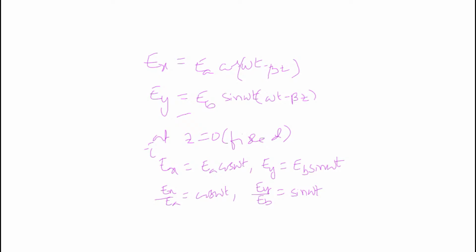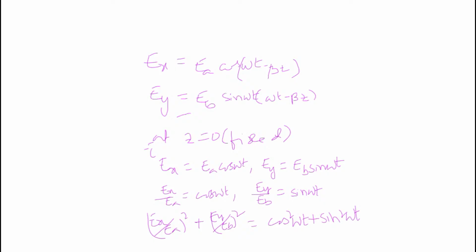So therefore, I am taking the whole square on both sides. (Ex/Ea) whole square, which is equivalent to cos square omega t. I am adding (Ey/Eb) whole square also to this term, which gives sin square omega t.